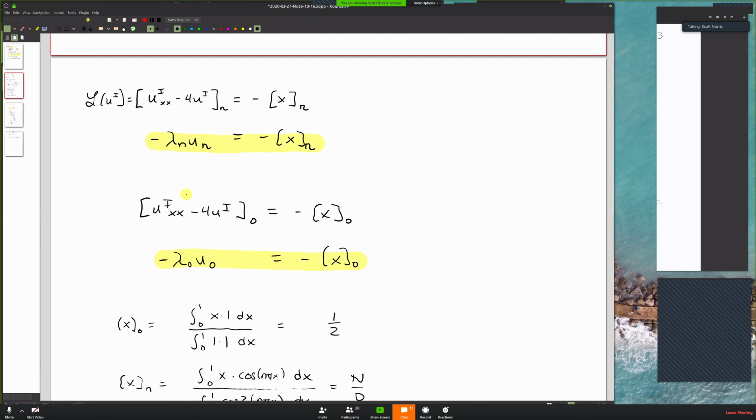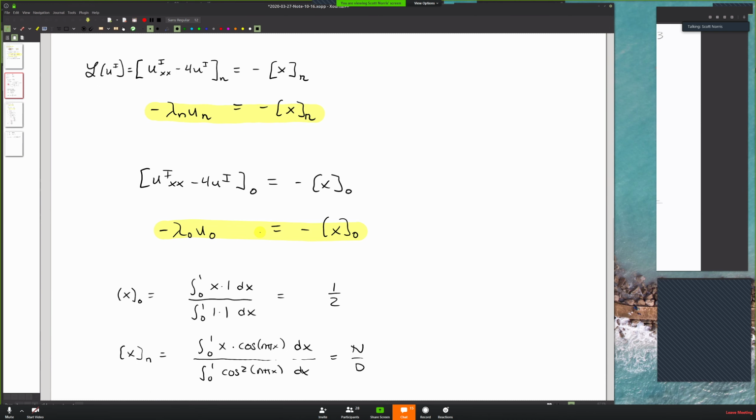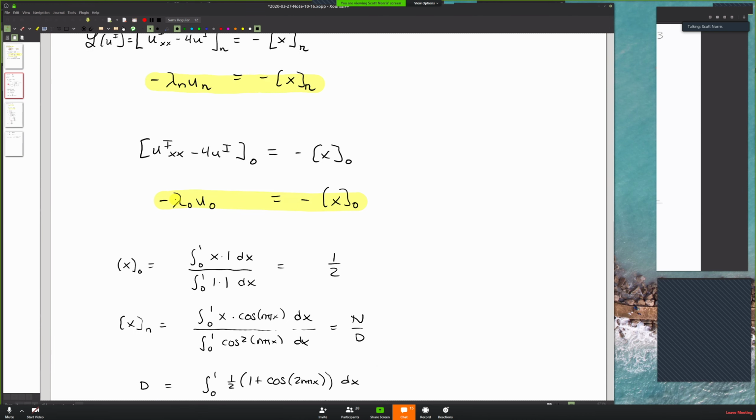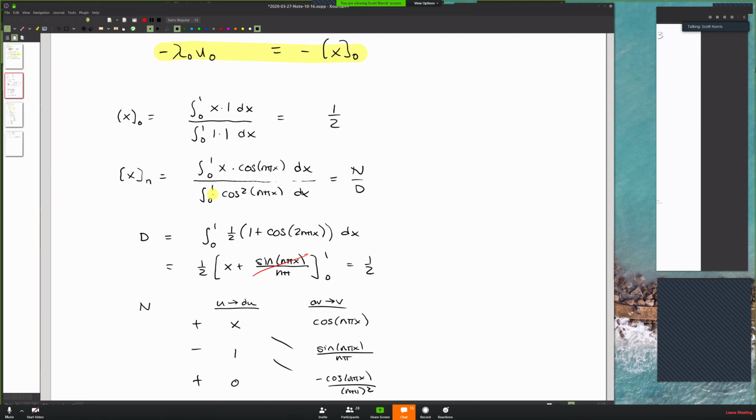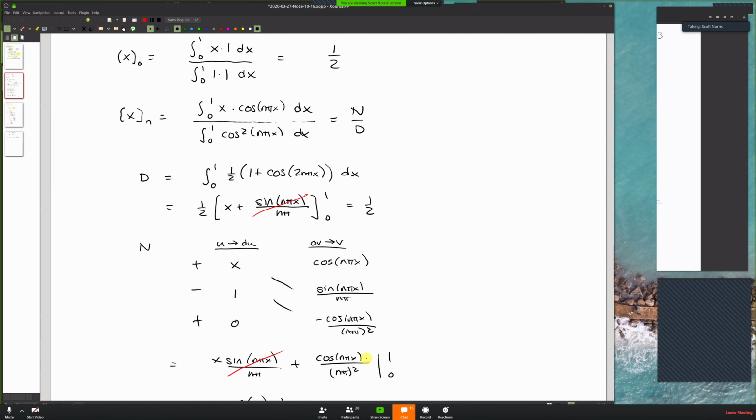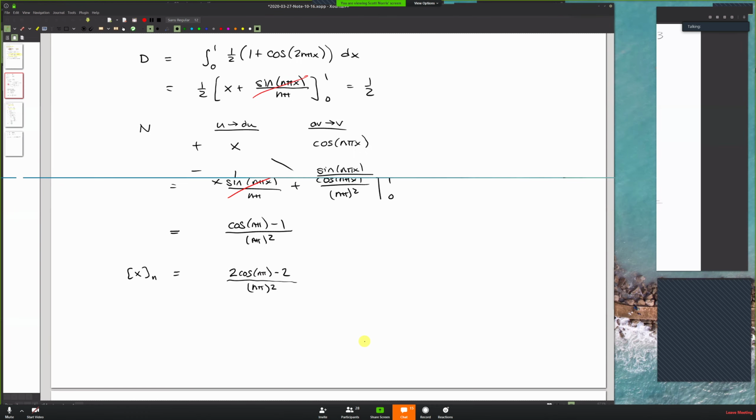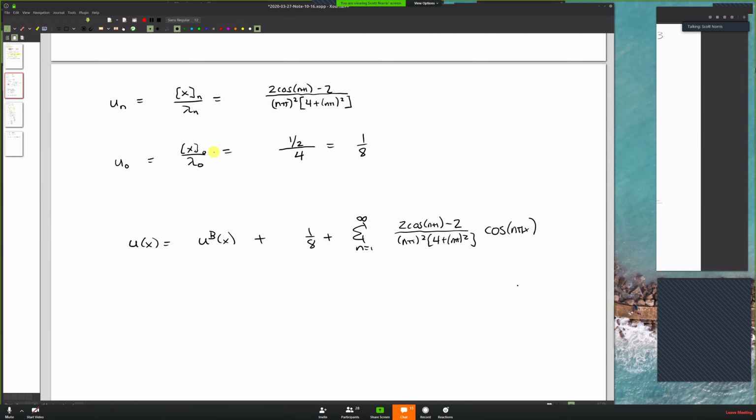We get the same type of equation as before. Because that lambda naught is not 0, this is not a problem. It's 4, so we can just proceed as we always do. The calculation of the projections of x also looks a little bit different, but we go in the standard way for each one. We get two answers. We get two sets of values for the u sub n, and at the very end, we put them back together.